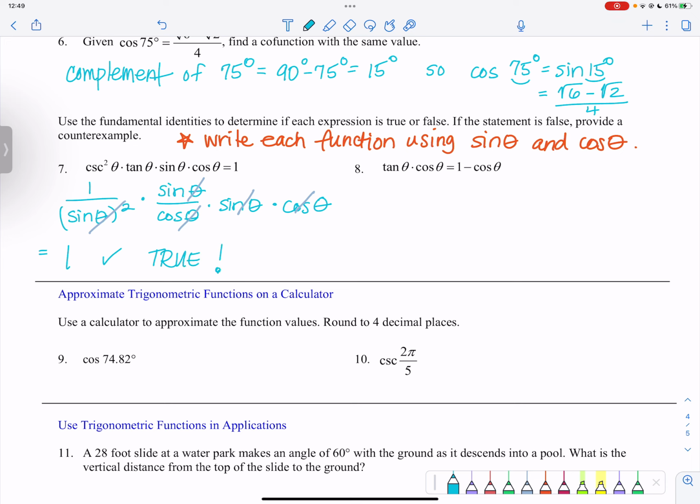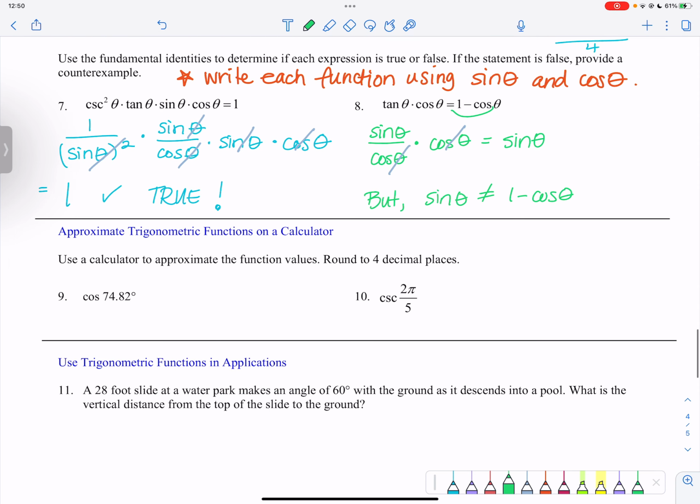Okay, let's break the tangent down into the sine of theta over the cosine of theta, multiplying by the cosine of theta, and we want to see what that is equal to. So let's cancel the cosine of theta. And we're left with the sine of theta. Now, the sine of theta is not equal to 1 minus the cosine of theta. So this is not true. This is false.